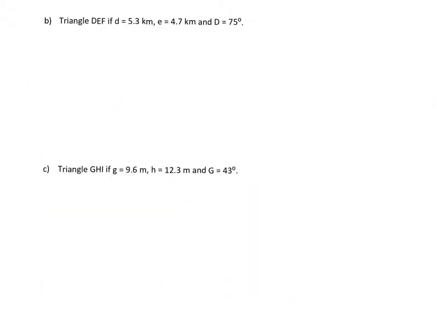All right, checking this one out. Triangle DEF, if D is 5.3 kilometers, E is 4.7 kilometers, and angle D is 75 degrees. So angle D is fairly big. Angle D is 75 degrees. Side D is 5.3, which is bigger than side E, which is my other side, 4.7. Because that side D is bigger than side E, there's only going to be one solution.